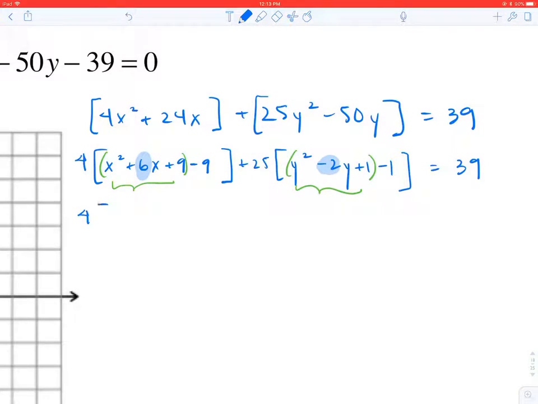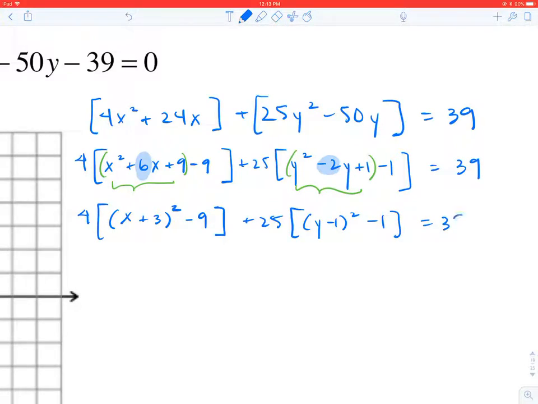And those perfect square trinomials will factor, so this one will factor to x plus 3 squared. We still have the -9 there. And then this other perfect square trinomial will factor to be y minus 1 squared minus 1. And then we can distribute the 4 in and distribute the 25 in. So we'll have 4 times x plus 3 squared minus 36 plus 25 times y minus 1 squared minus 25 equals 39.